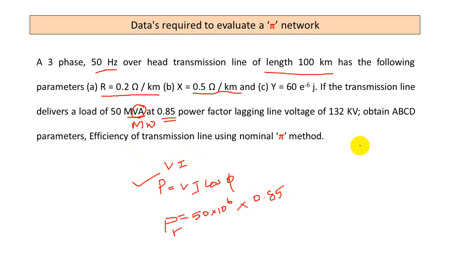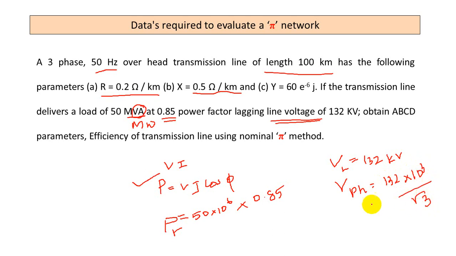Similarly, as you know, it is delivering a load, so of course it is going to be on the receiving side. So what is the voltage? V is equal to 132 kV. That is the second point to be noted. They have told it as a line voltage, which means it is a line to line voltage. If you want to convert it to phase voltage, you have to divide 132 into 10 to the power of 3 by root 3, which will give you your phase voltage. This is one important parameter that you have to note down.